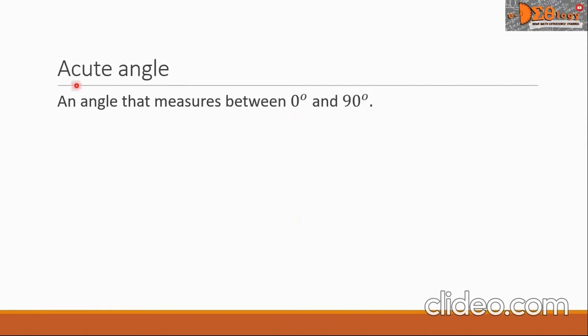The next angle is acute angle. It is an angle that measures between 0 degrees and 90 degrees. This is a picture of an acute angle. Some examples of acute angles are 30 degrees, 45 degrees, and 60 degrees.